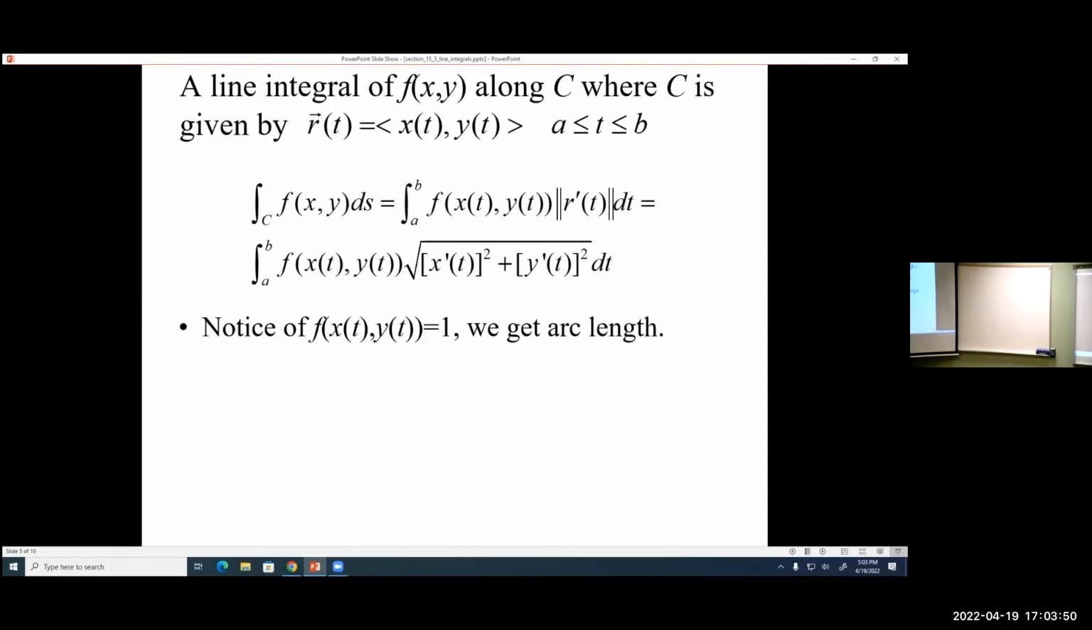Something important I want you to notice: if this function here were set to 1, then really all we have is arc length. So basically what we're doing is integrating a function over the length of the arc. If our function was density, then what we would be measuring is the total mass of that rod or wire that goes along the curve.